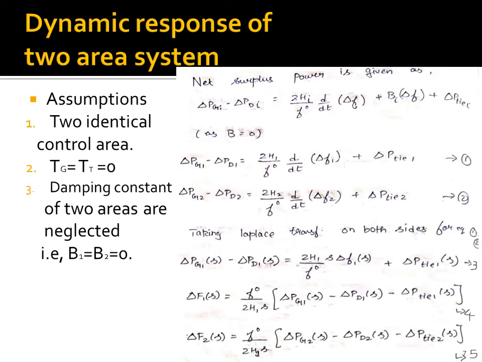Next, we are going to see the dynamic response of the two area system. In dynamic response, we are going to assume certain assumptions like both the areas are identical, and initially itself we are assuming our time constant for governor and turbine will be equal to 0. The damping constant of the two areas are neglected. V1, V2 are neglected.